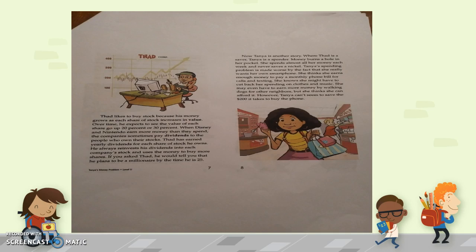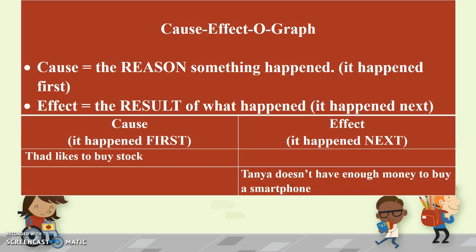Just like our other examples, in filling out the cause-effectograph, I will provide one cause and one effect from the story. The cause from the story is Thad likes to buy stock. What could the effect be? Veronica? Thad's amount of money increases.